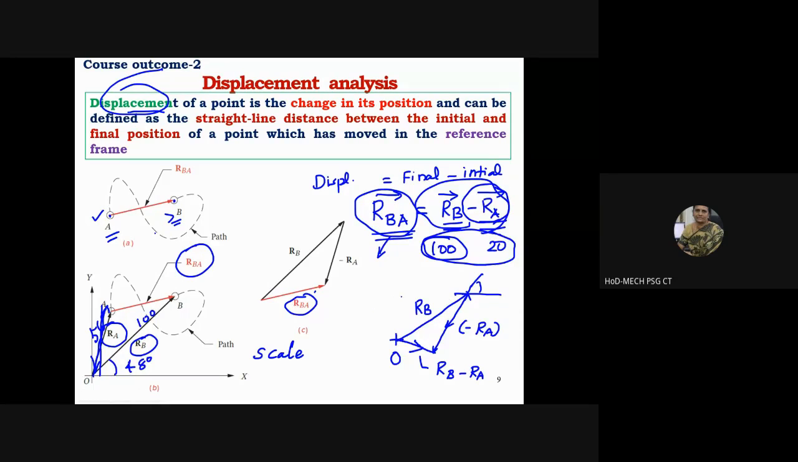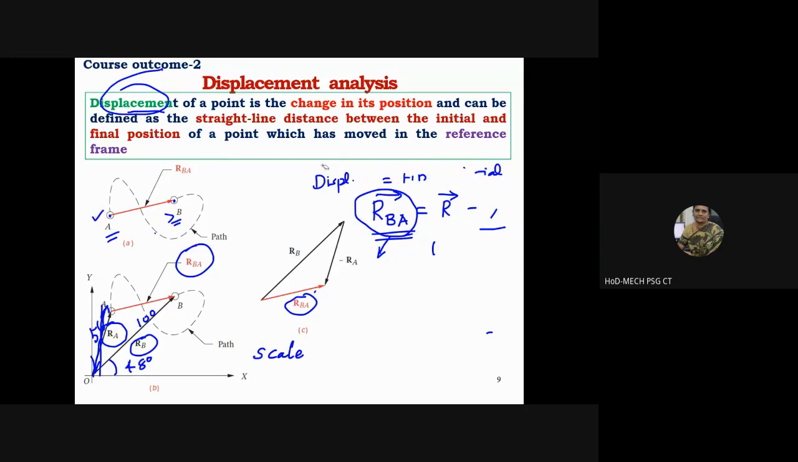So this is how you have to carry out vector addition or vector subtraction. Let me go through this once again. If it's not clear, as we proceed further in the next slides, probably you will be able to understand better. Okay. So this is how you find the displacement vector by means of the graphical method.